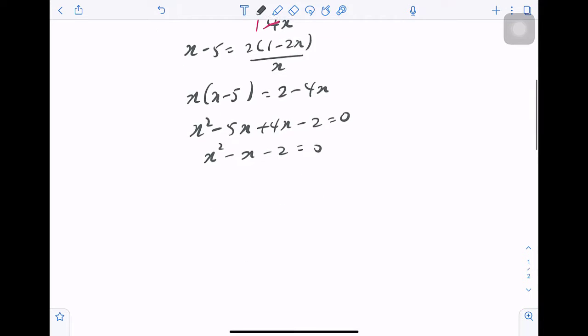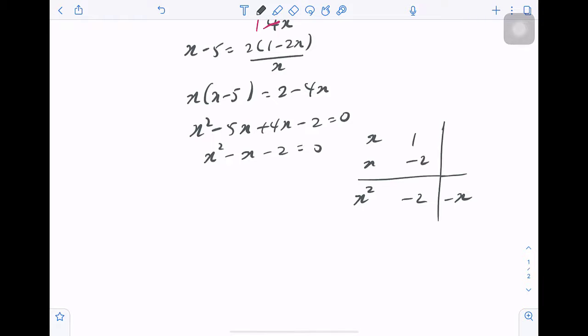Now we can use a cross method or the box method, depending on which you are comfortable with. So you have x squared here, we have minus 2 here, we have minus x here. x, x, minus 2, plus 1. We do a cross here, we get plus x. x times negative 2, you get negative 2x. Okay, indeed, this is a fantastic combination. So we have (x plus 1)(x minus 2) equals to 0.